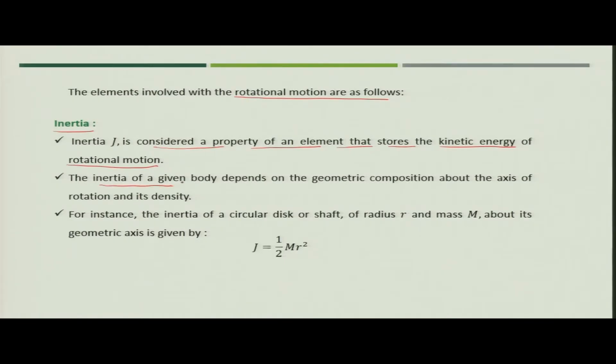The inertia of a given body depends on its geometric composition about the axis of rotation and its density. For instance, for a circular disc or shaft of radius r and mass m, the value of inertia about its geometric axis is given as J equal to half of m into r square.